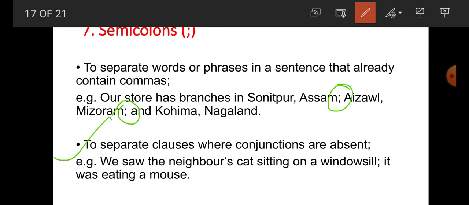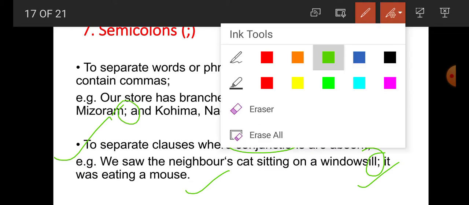Now next one, student, to separate clauses where conjunctions are absent. For example, student, where there is no conjunction, we can use semicolon. We saw the neighbor's cat sitting on a windowsill; it was eating a mouse. So in the absence of conjunctions, we are using semicolon.